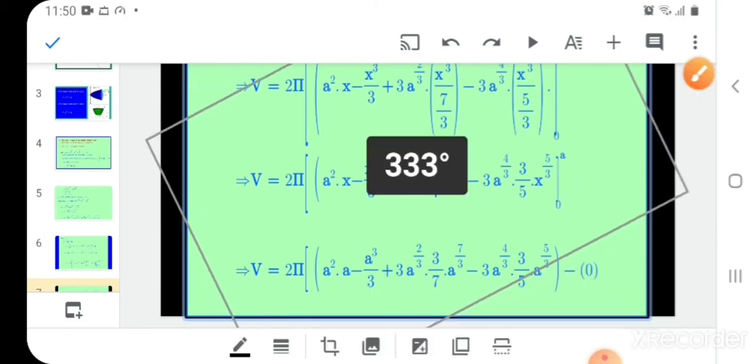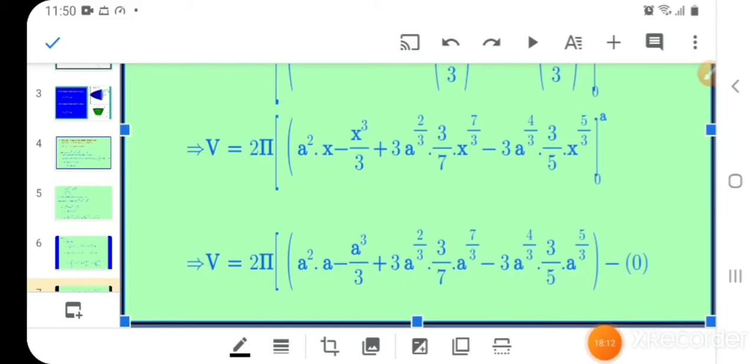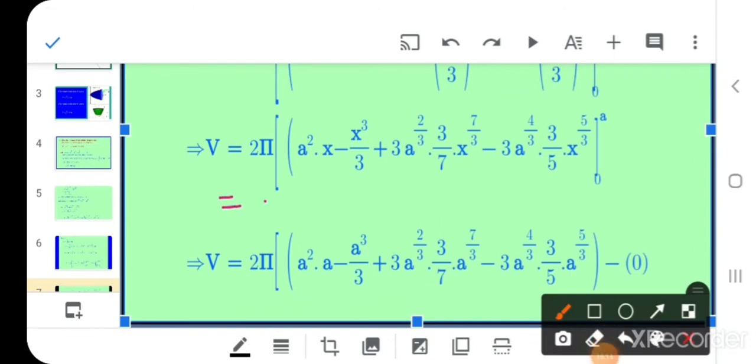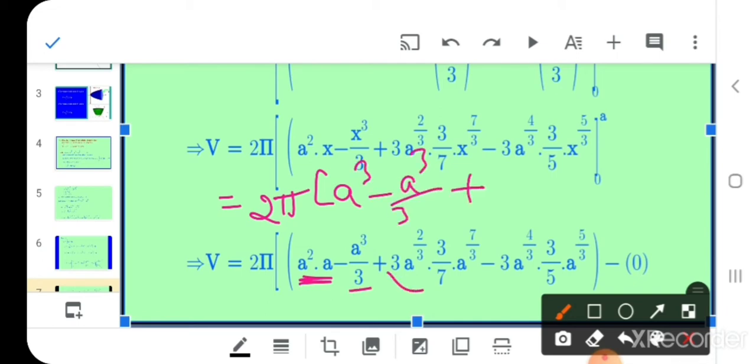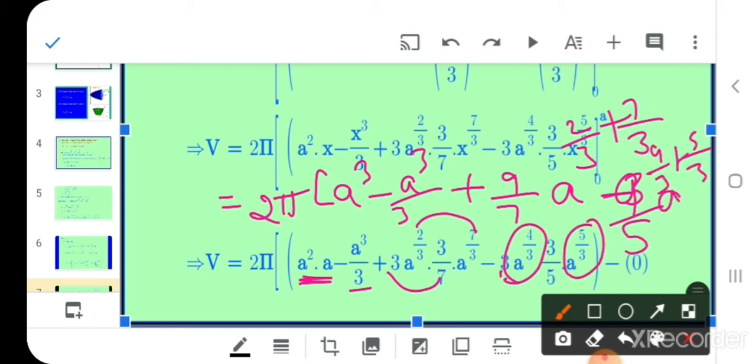Okay. Tell me what we get here. Same 2 pi a square into a cube minus a cube by 3 plus 3 into 3 by 7, 9 by 7, a power 2 by 3, a power 7 by 3 means a power 2 by 3 plus 7 by 3. Okay. Minus 3 into 3 by 5 means 9 by 5. A power 4 by 3 into a power 5 by 3 means a power 4 by 3 plus 5 by 3. Okay, is it clear?